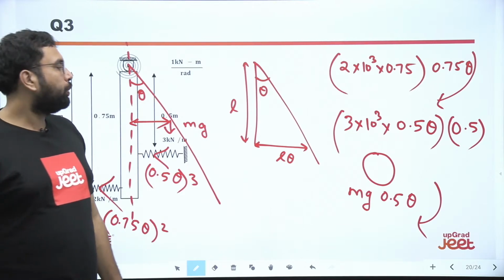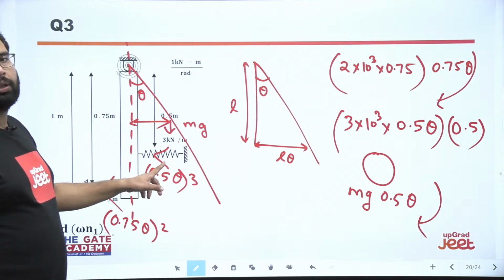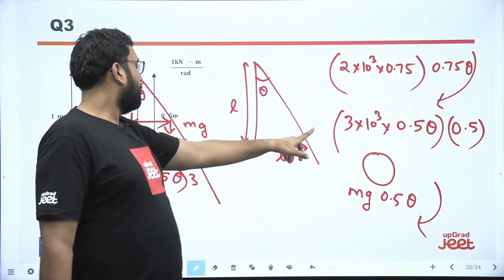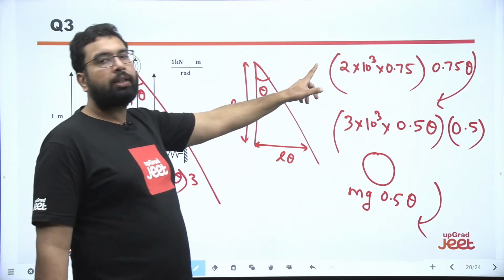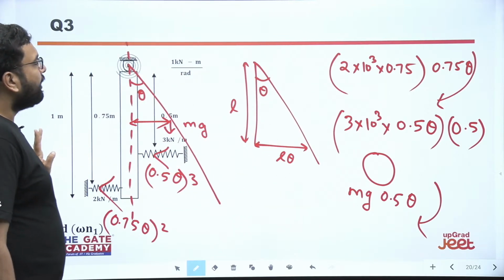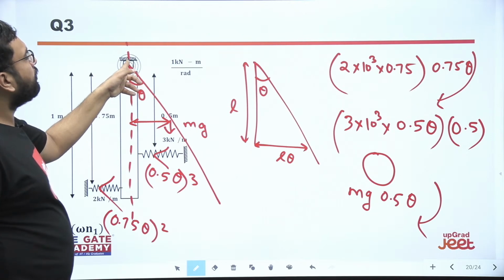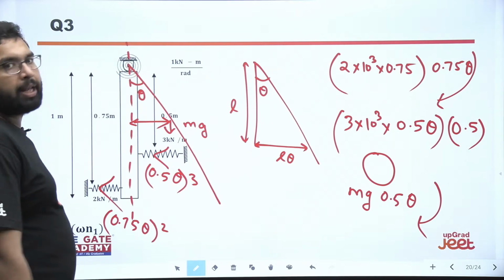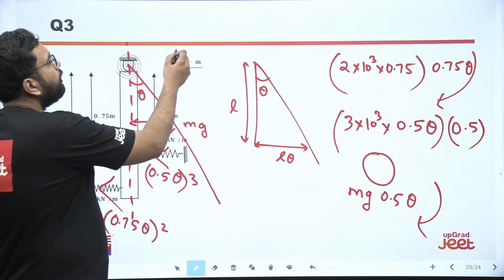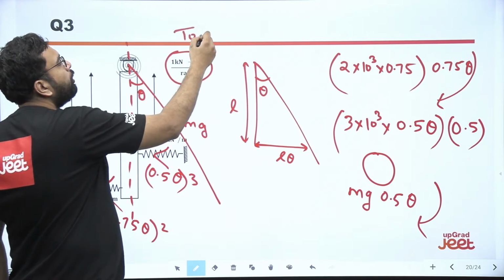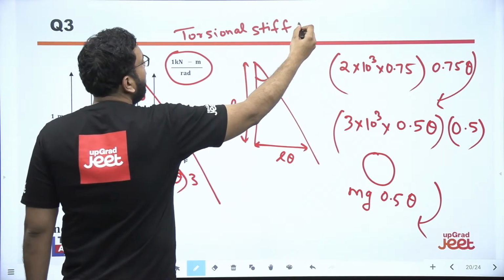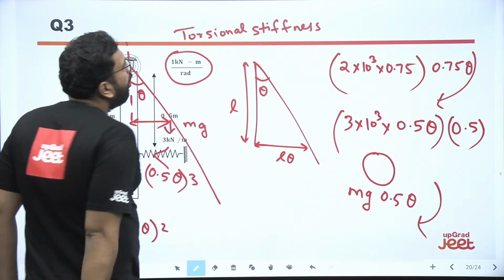Due to this bottom spring force, we are having this much force. And the moment about the hinge, the mg is giving us this much moment. We have one more thing here. This is the representation of a torsional spring. What does this torsional spring do? This is your torsional stiffness.